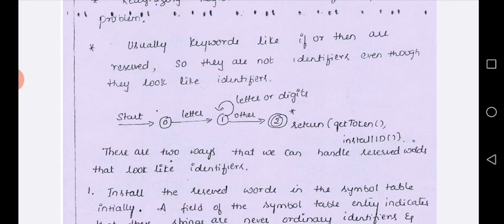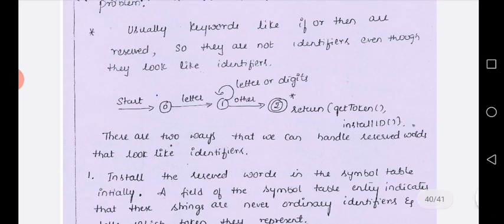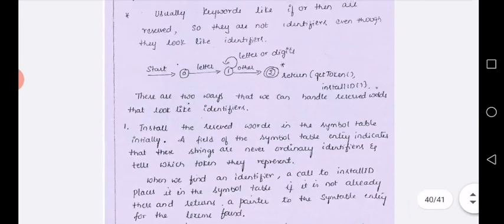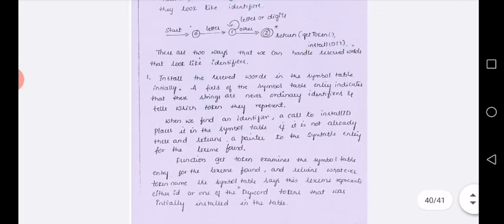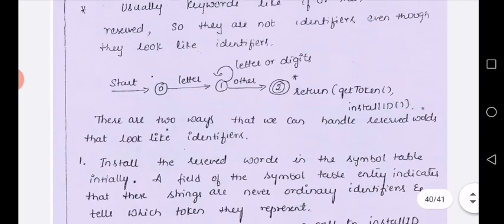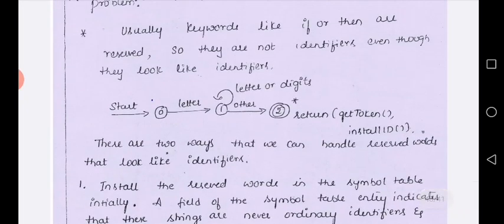But how to differentiate which is the keyword and which are the normal identifiers? For that, we are using two different functions over here, get token and install id. Here we have a complete explanation of how they are going to work, but instead of explaining that, I will just explain the logic over here.